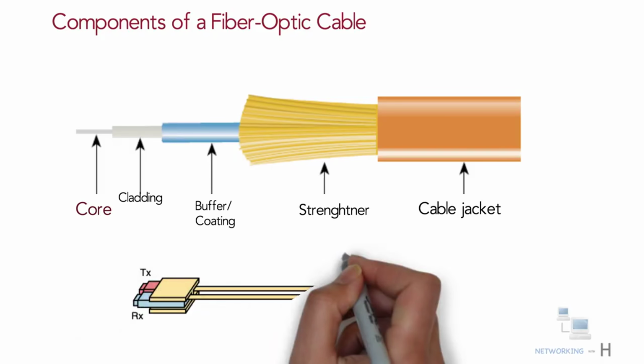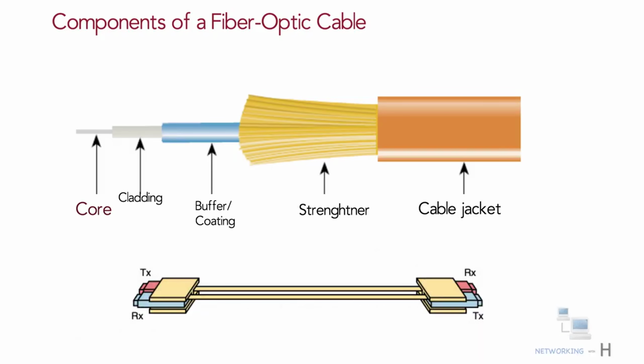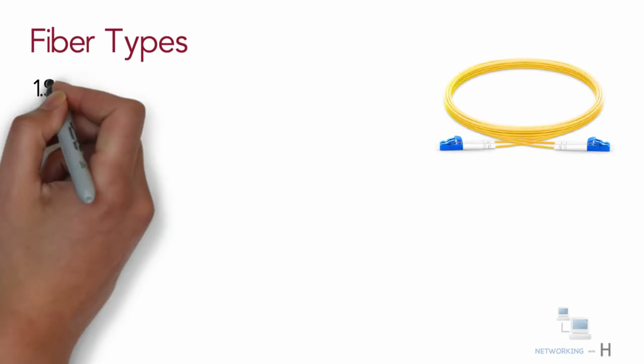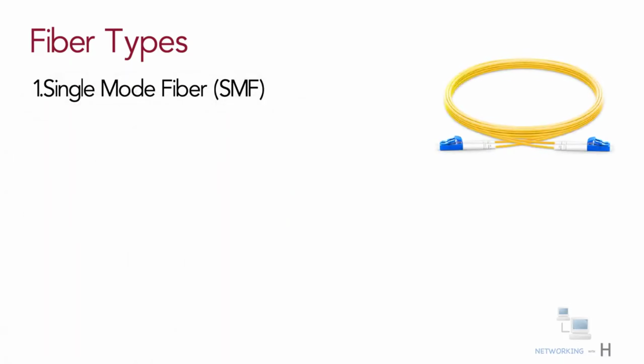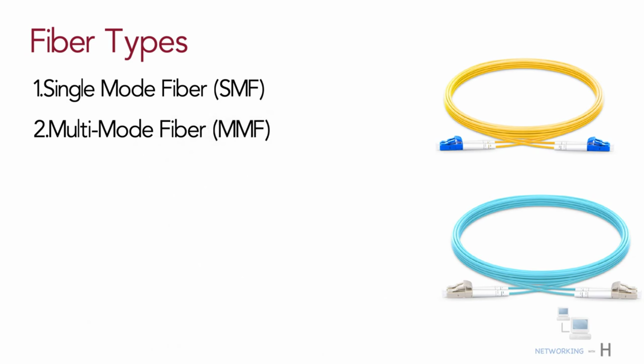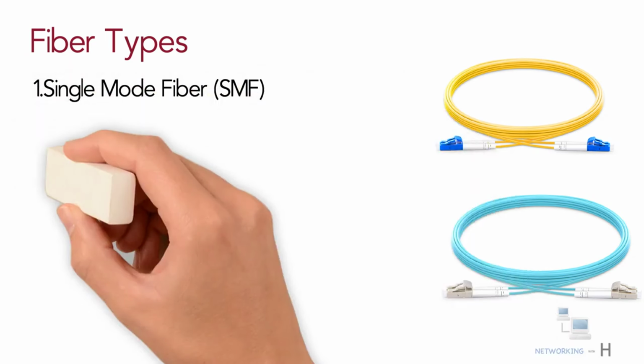When using fiber cable to transmit between two devices, you need two cables for transmission and for receiving, one for each direction, as shown in the figure. There are two main types of fiber optic cables: single-mode fiber or multimode fiber. The difference is basically in the size of the core.